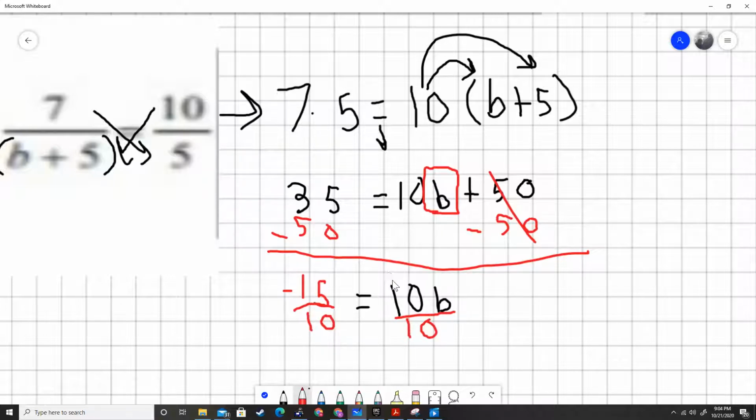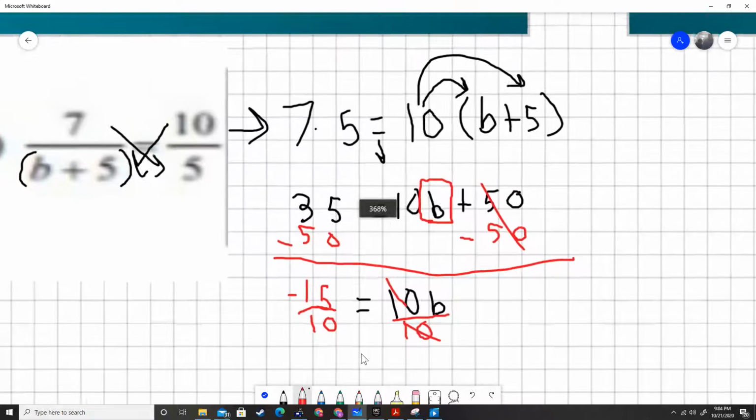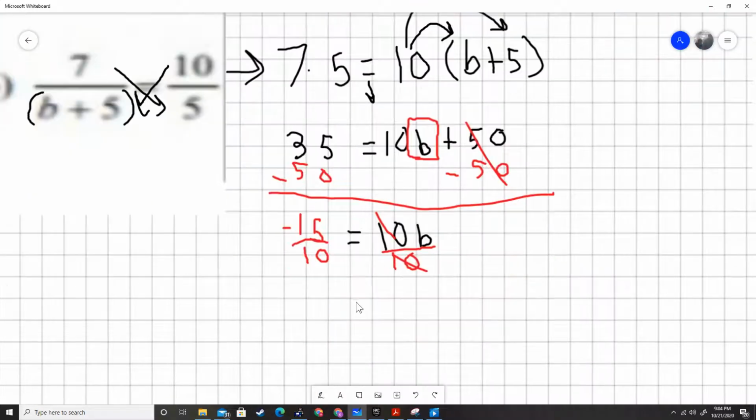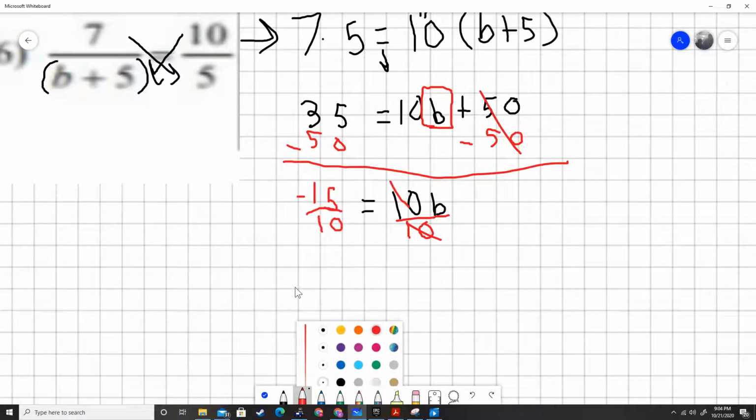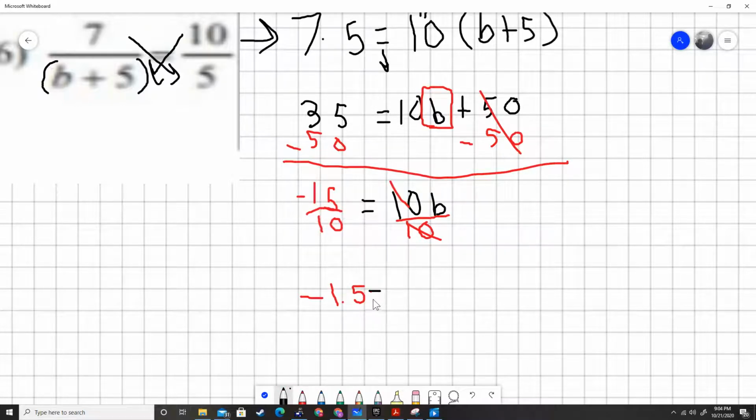Over here, this 10 is going to cancel out. On the other side, we have negative 15 divided by 10. It's still going to give me a negative number, but it's going to be a decimal this time. So this actually gives me negative 1.5. And that is going to end up being our answer for b.